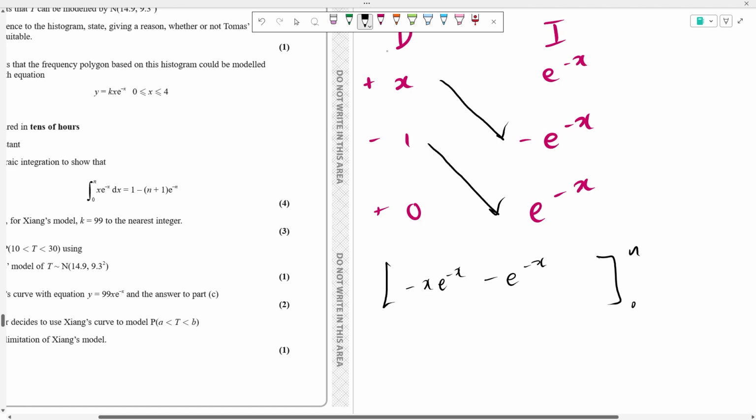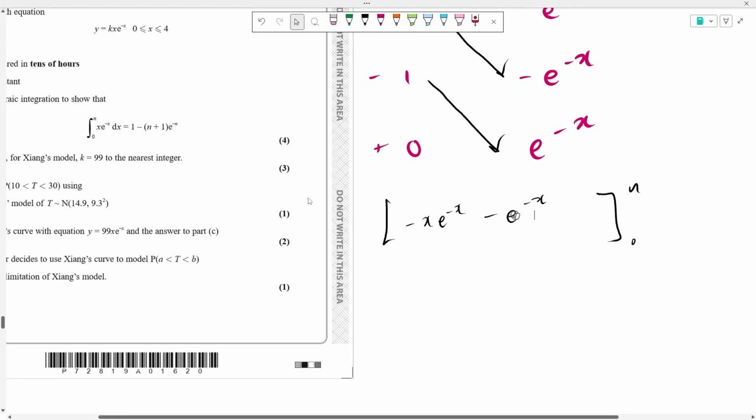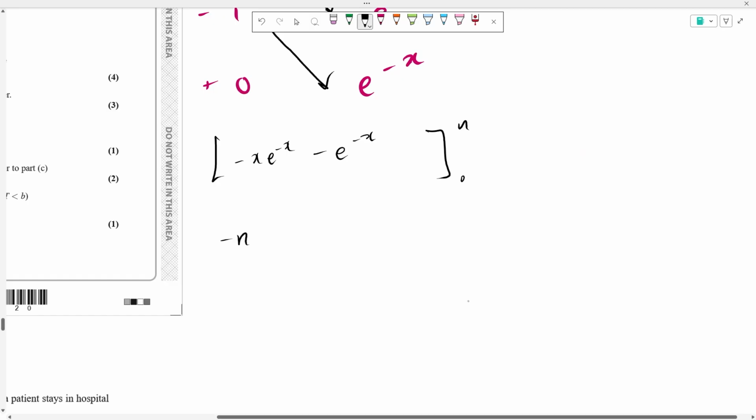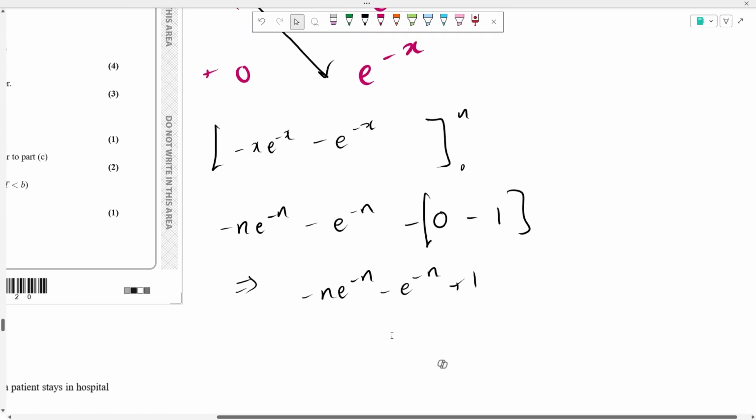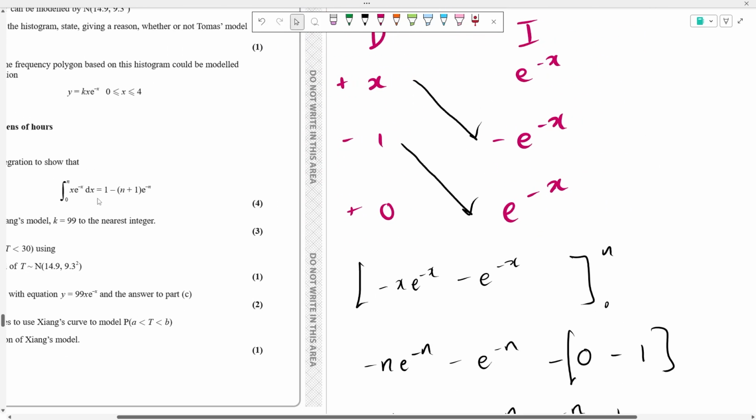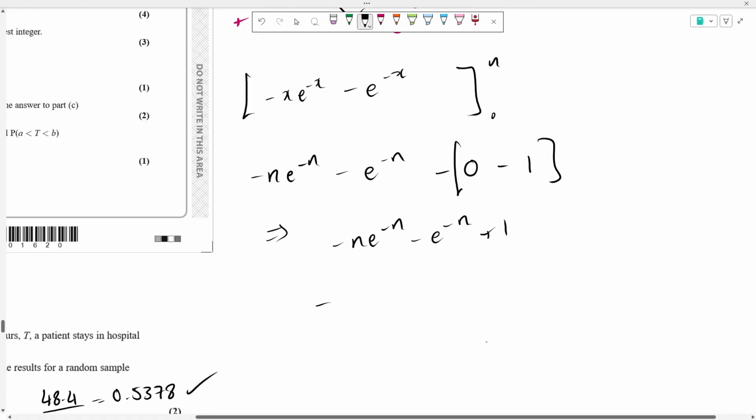Perfect. Now what we're going to do is substitute the limits in. So when we have n, this is going to be minus n e to the minus n minus e to the minus n, minus 0 minus 1. So this becomes minus e to the minus n minus e to the minus n plus 1. I'm going to factorize out an e to the minus n from here, so we just end up with this form.